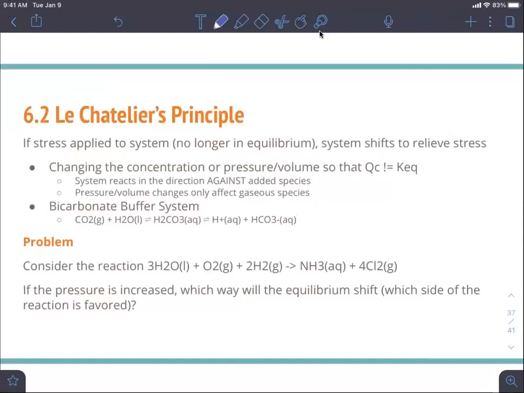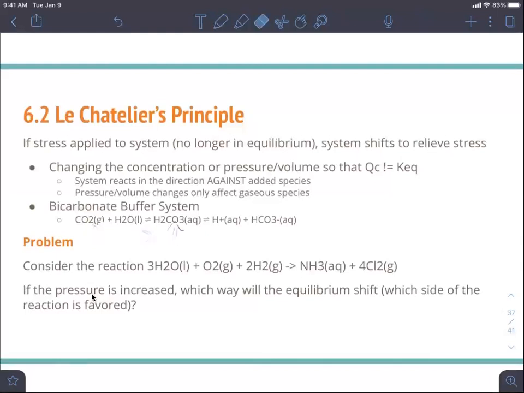Okay. And then the bicarbonate buffer system is an important example of Le Chatelier's principle. The bicarbonate buffer system in our blood makes sure that we're not being poisoned, basically, with carbon dioxide. And so what that means is that if there is more carbon dioxide here, the reaction favors the production of bicarbonate.